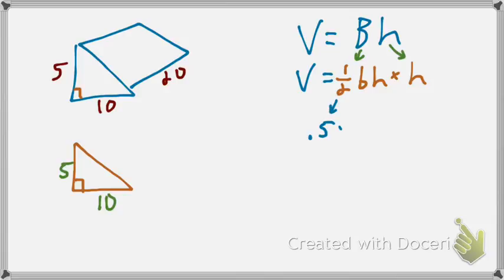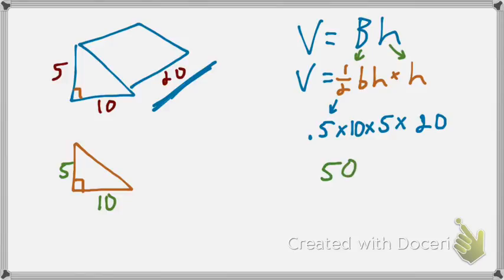Times, what's the base of the base? 10. What's the height of the base? 5. What's the height of the prism? 20. And that can be tricky because it's not how tall the prism was, right? It's the distance from triangle to triangle. Good. That would give you 500, I believe. You just put that in your calculator and you're good to go.